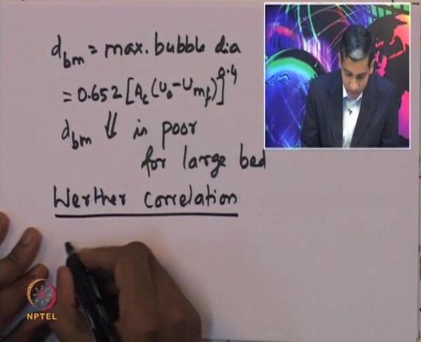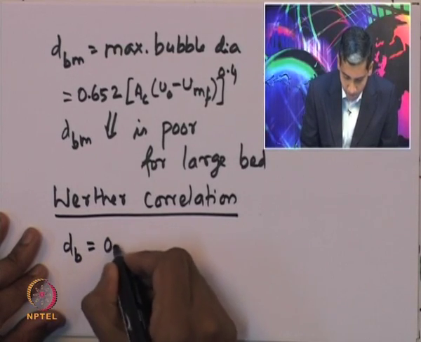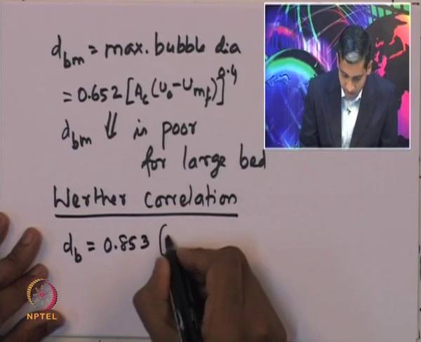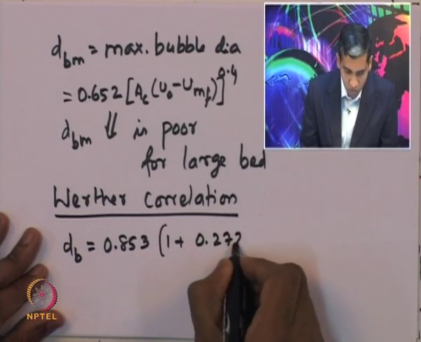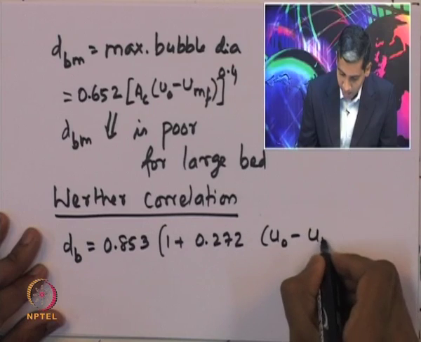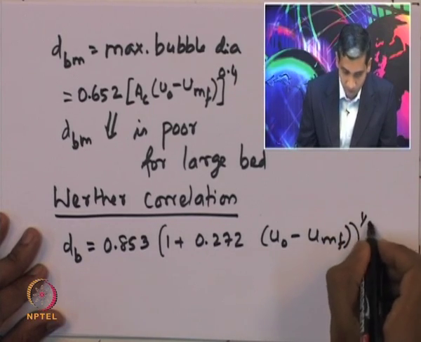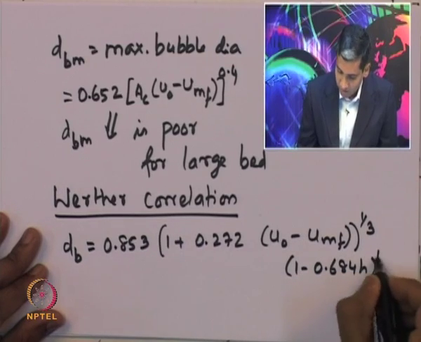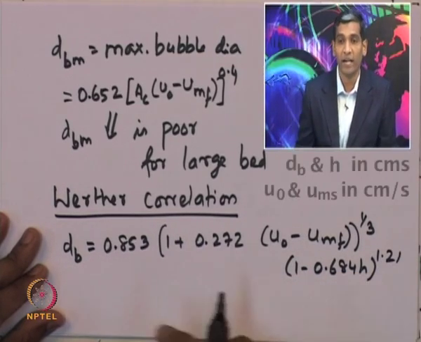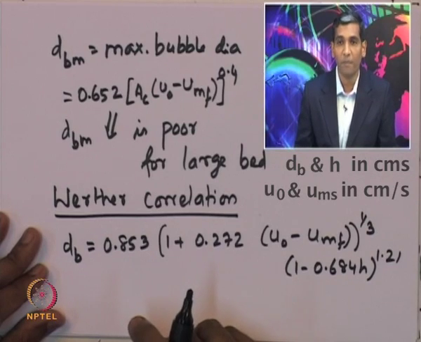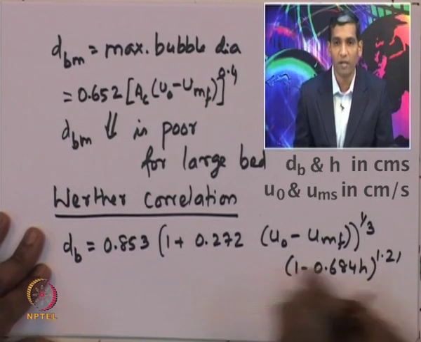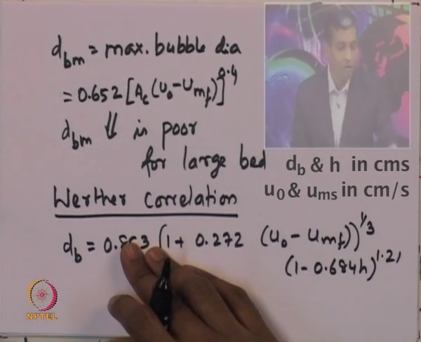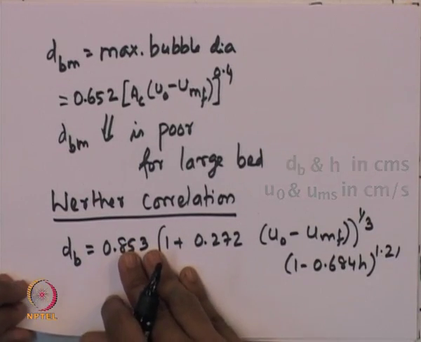The Werther correlation is that the diameter of the bubble is given by 0.853 into (1 plus 0.272 into (u0 minus UMF)) to the power of 1 by 3 into (1 plus 0.684 into h), where h is the height of the bed at that particular instance, to the power of 1.21. This correlation is known to give a better prediction of the diameter of the bubble in fluidized conditions.